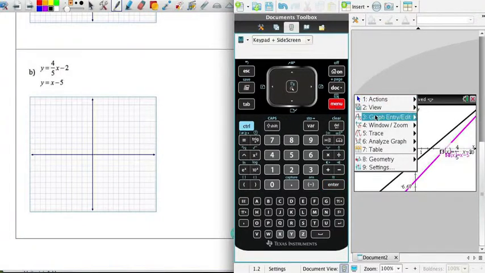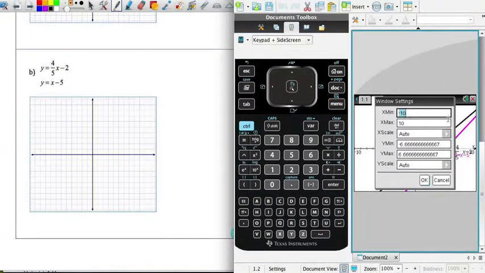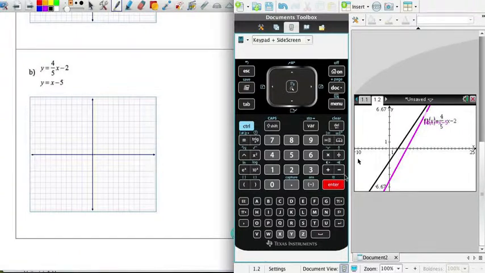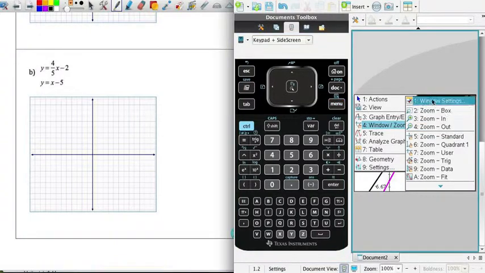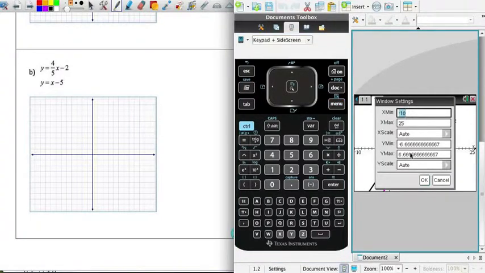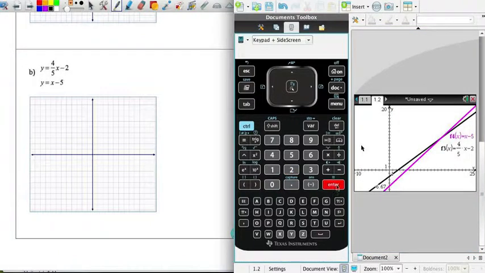And so what I'll do this time is modify the window using the window settings. What I can see is I probably need to increase the x maximum because the point of intersection is off to the right. So I'm just going to make that 25. I've clearly got enough for the x, but I'm going to need to go back in and modify the y value. So I'm going to increase the y maximum to, let's say, 20 just to be safe. And here we can clearly see our point of intersection.